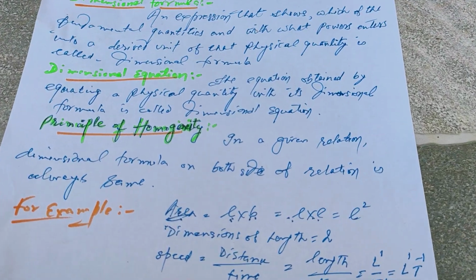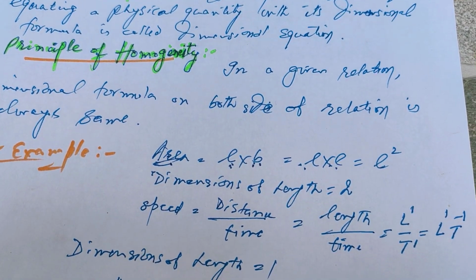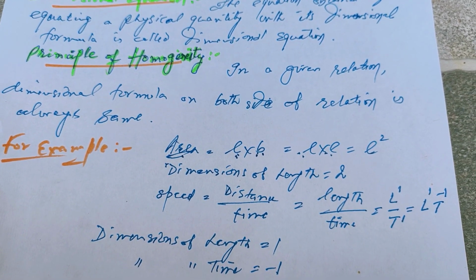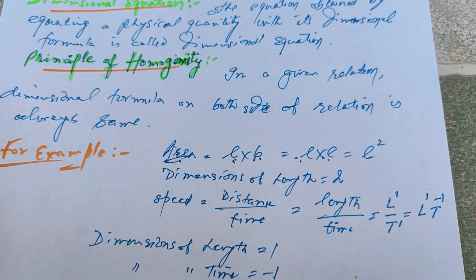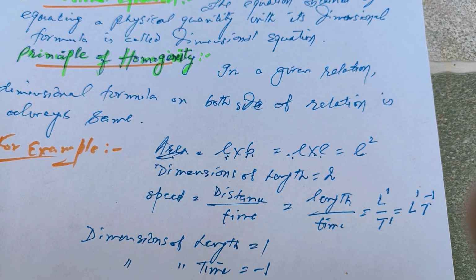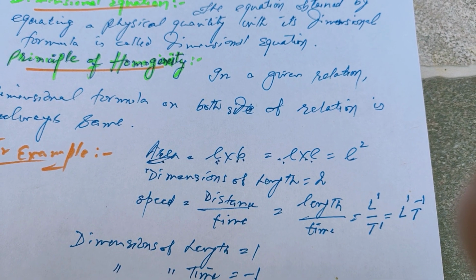And finally, the principle of homogeneity states that in a given relation, the dimensional formula on both sides of the relation is always the same. To make this concept clearer, I will move to the next lesson.